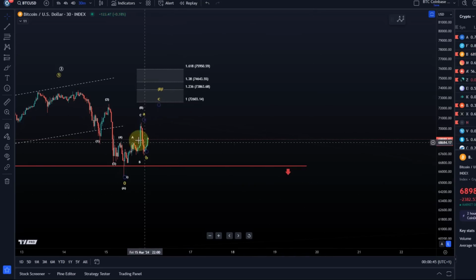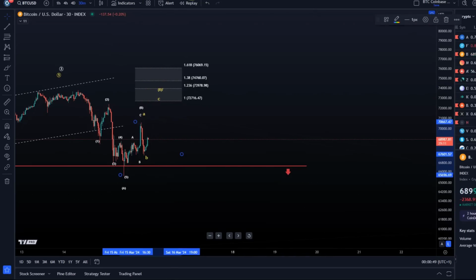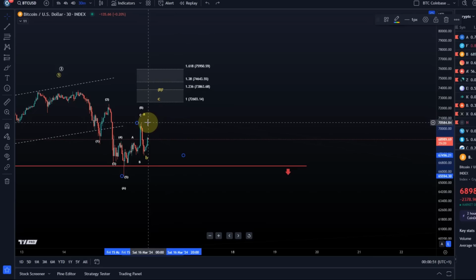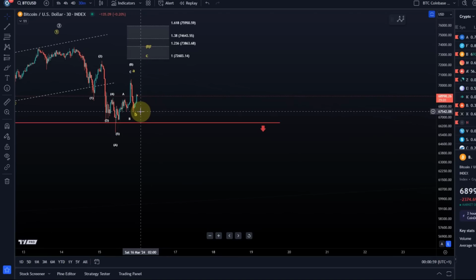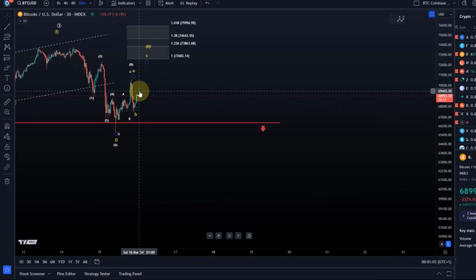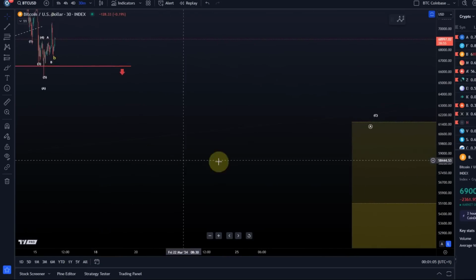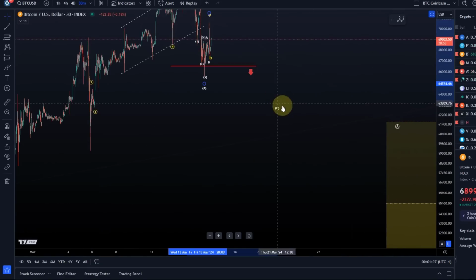But again, to confirm that yellow count, therefore I only leave it with a question mark, I need to see a break above that last swing high at 70,580. And if we see a sustained break below the last swing low, which is here at 67,500 basically, that would suggest that this C wave to the downside is already unfolding.